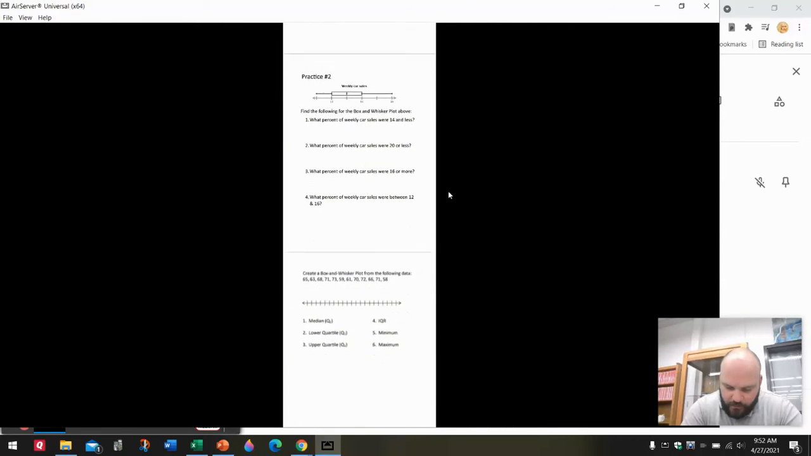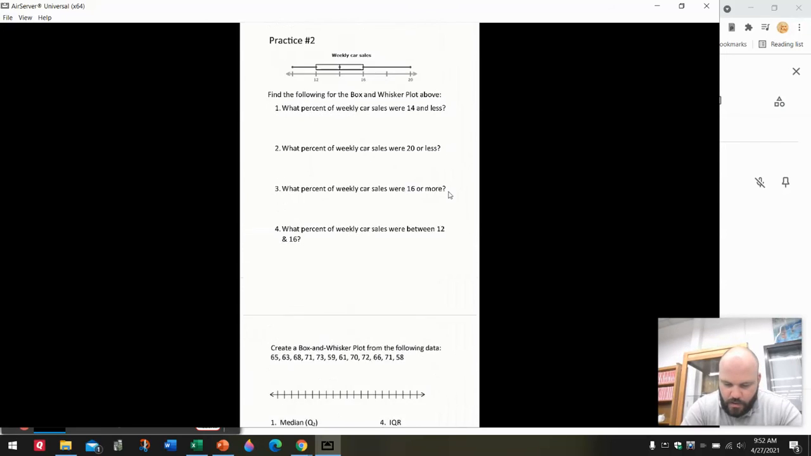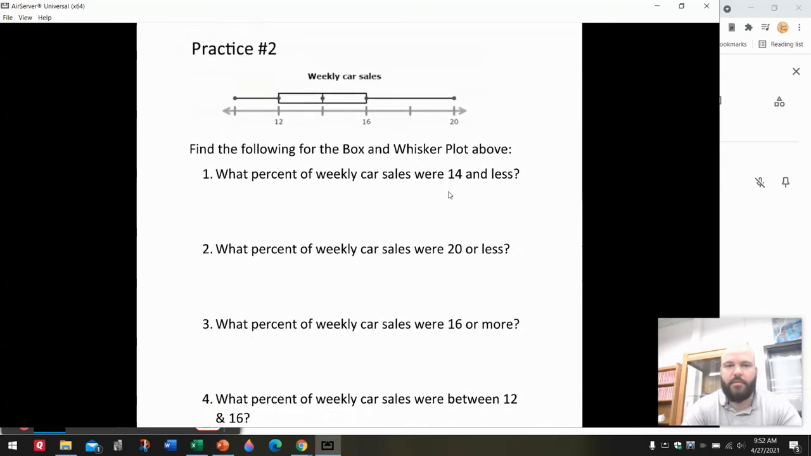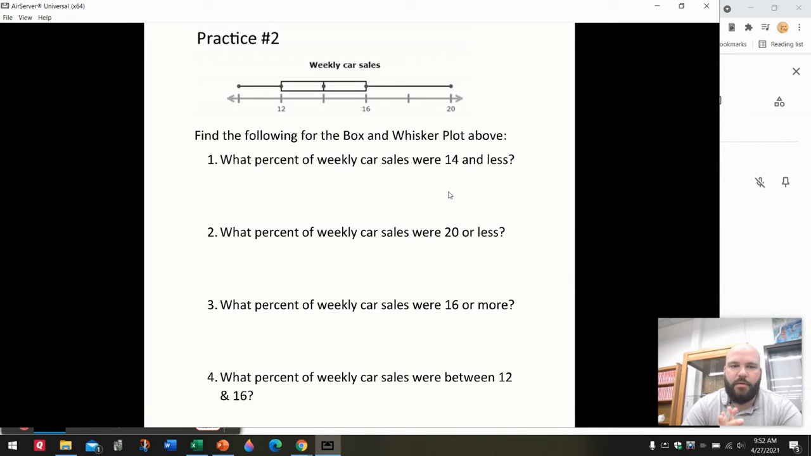So I am going to do one more problem with you today. And this is practice problem number 2. It would like you to find the following for the box and whisker plots above. So it says, what percent of weekly car sales were 14 and less? So first we have to identify where the number 14 is. Here's 12 and here's 16. Halfway in between that's going to be 14. So right there is 14. I'm going to go ahead and label this as 14.